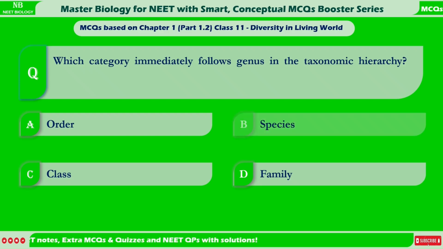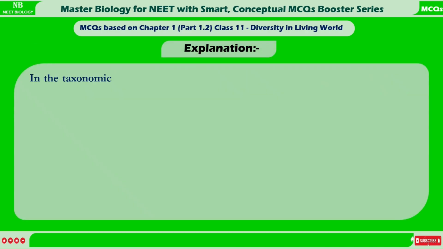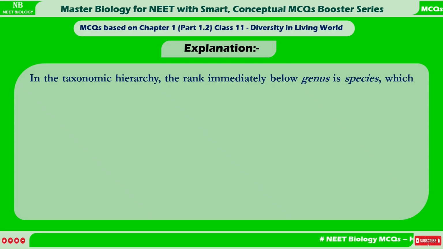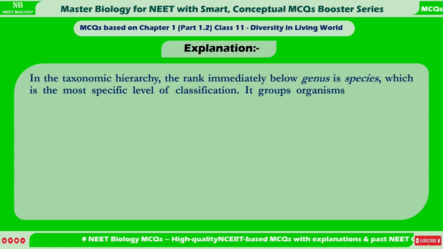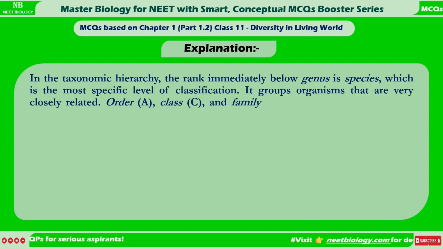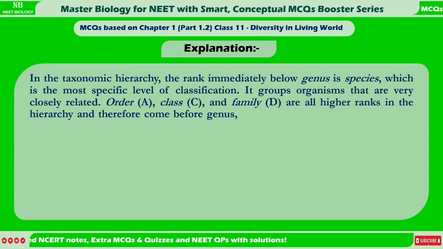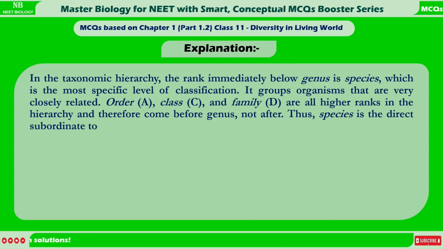Correct answer is B. Species. Explanation. In the taxonomic hierarchy, the rank immediately below genus is species, which is the most specific level of classification. It groups organisms that are very closely related. Order, A, class, C, and family, D, are all higher ranks in the hierarchy and therefore come before genus, not after. Thus, species is the direct subordinate to genus in this structured system.